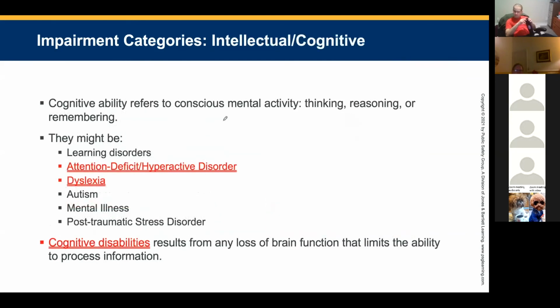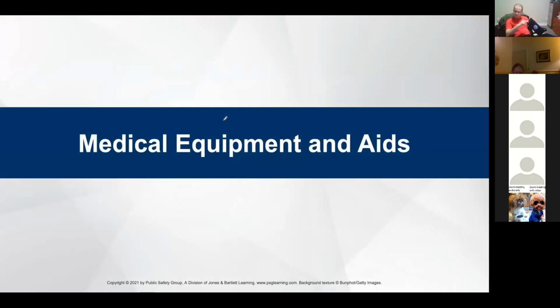All right, so moving into intellectual and cognitive disabilities. Cognitive ability refers to conscious mental activity: thinking, reasoning, or remembering. Disabilities might be learning disorders, attention deficit or hyperactive disorder, dyslexia, autism, mental illness, or post-traumatic stress disorder. Cognitive disabilities result from any loss of brain function that limits the ability to process information.